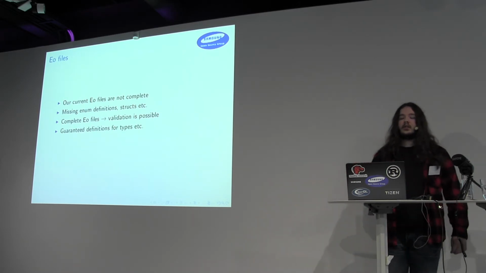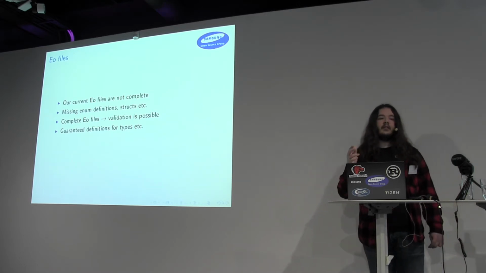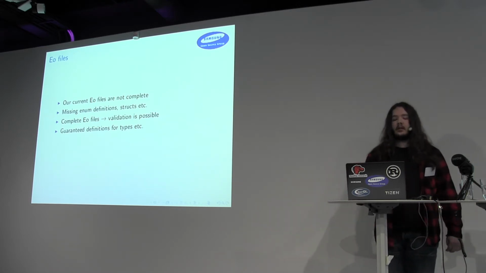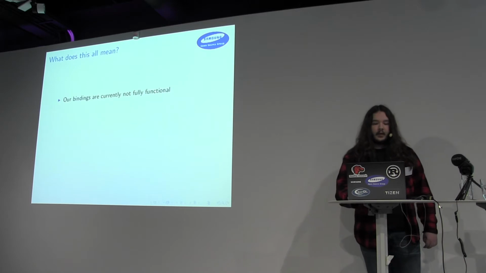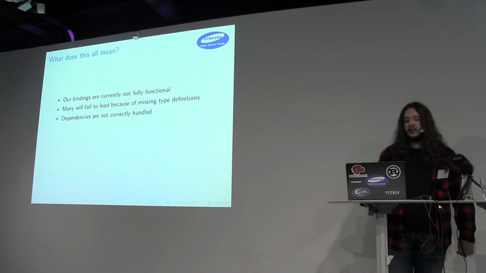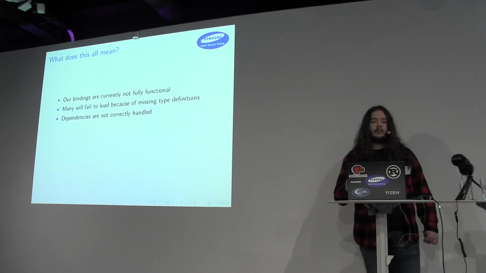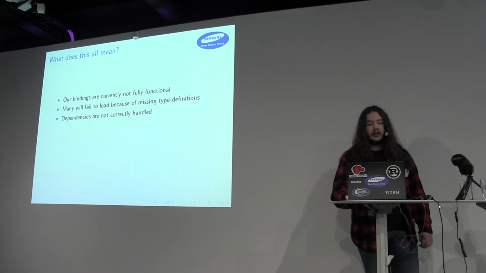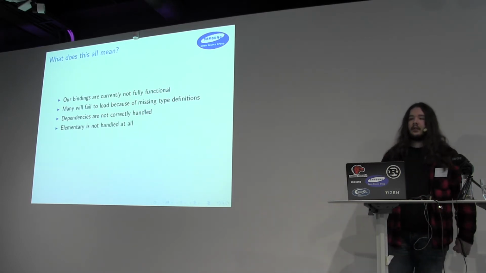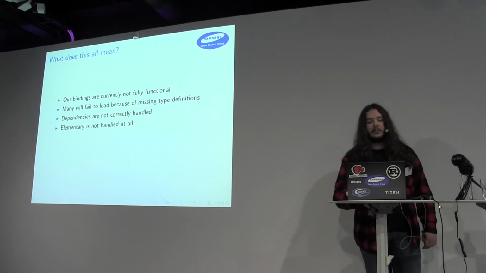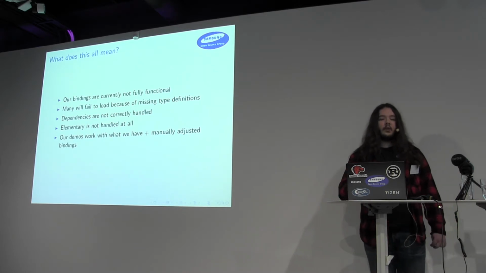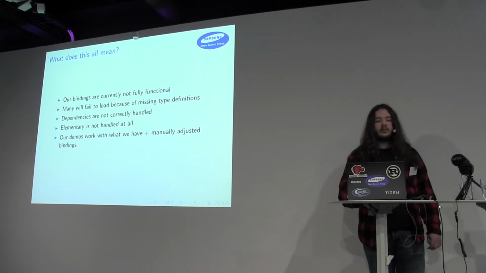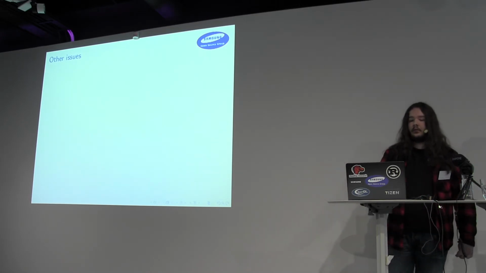It will guarantee definitions of types. If a type is undefined and you try to use it, it's automatically an error. Obviously the bindings will be much better quality afterwards. So this means it's not fully functional, and many will fail to load completely because of the missing stuff. And dependencies are currently not handled completely correctly. And elementary is currently not handled at all. EFL itself is, so it can be used a bit. What we have, like test code, works with what we have plus some manual adjustments which have to be done, so it's not fully functional.